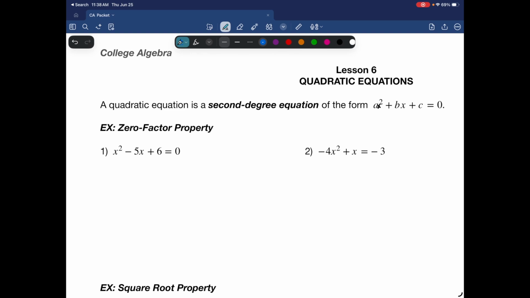The first one is the zero factor property, which is probably the one you'd be most familiar with. You're just factoring here. So x squared minus 5x plus 6 gives you x minus 2 and x minus 3. The zero factor property says I take each of these parentheses and set it equal to 0. So x minus 2 equals 0, x minus 3 equals 0, and you get x equals 2, x equals 3. Your zeros, or your solutions, it goes either way, are x equals 2 and x equals 3.